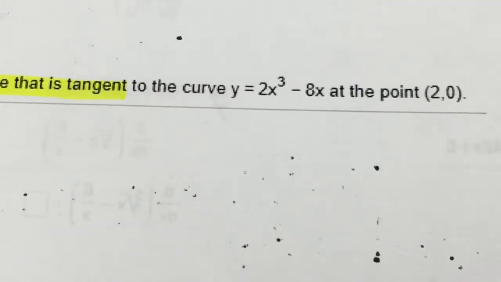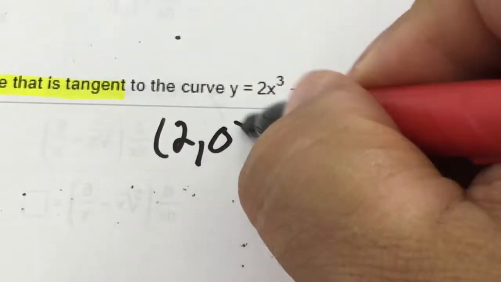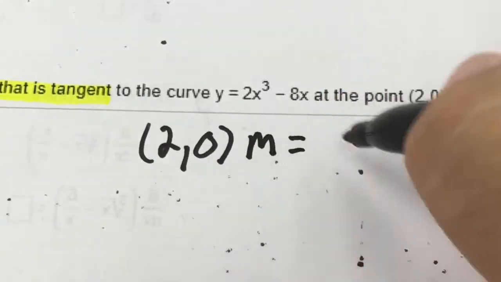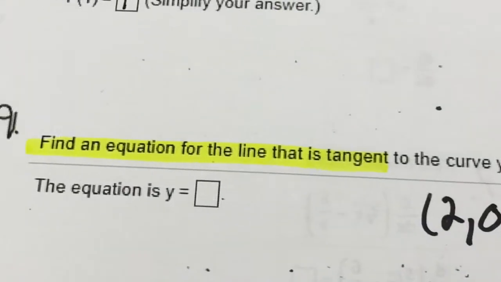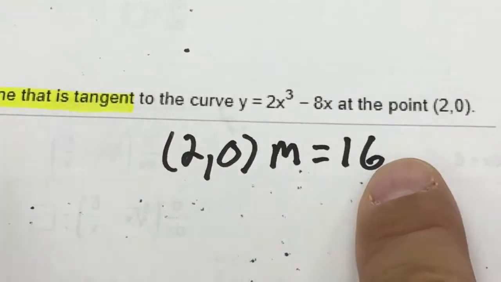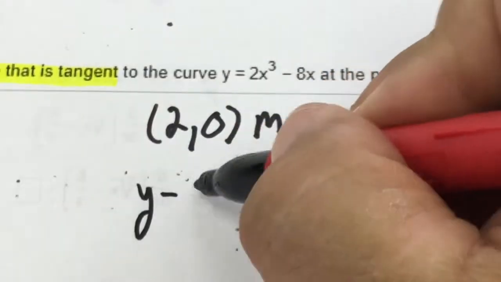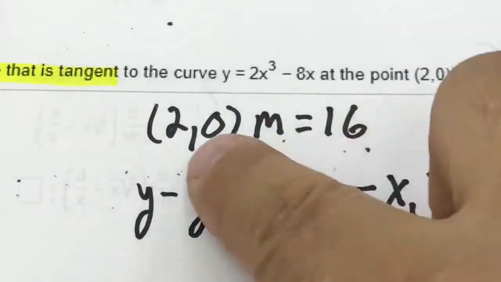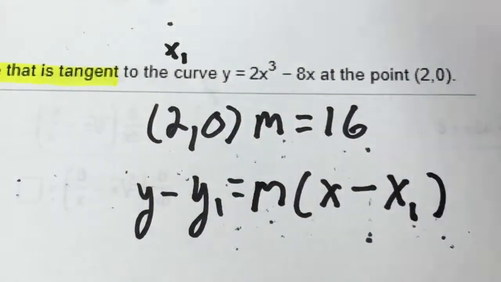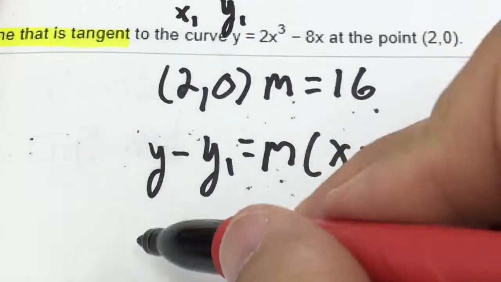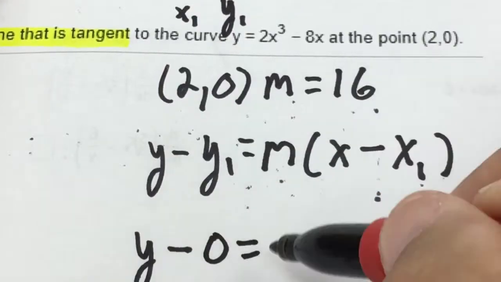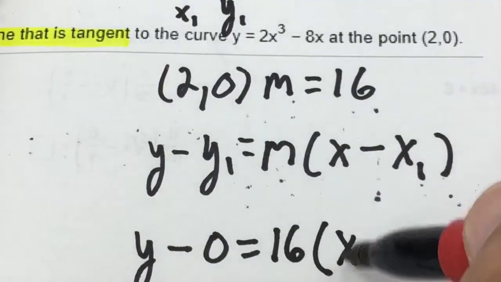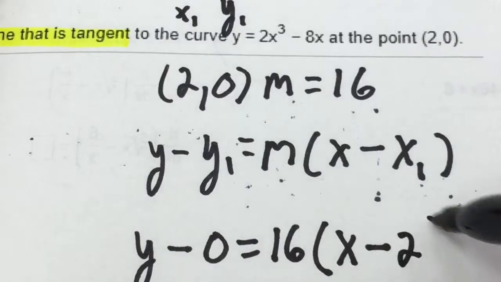So, I have a point, (2, 0). I have a slope, 16. And I want to find the equation for the line that touches that point whose slope is 16. So I'm going to use this equation: y minus y sub 1 equals m times x minus x sub 1. Now, for this particular problem, my 2 is going to be my x sub 1. My y sub 1 is going to be 0. So that's going to give me y minus 0 equals my slope or derivative, 16, times x minus that x sub 1 value, 2.